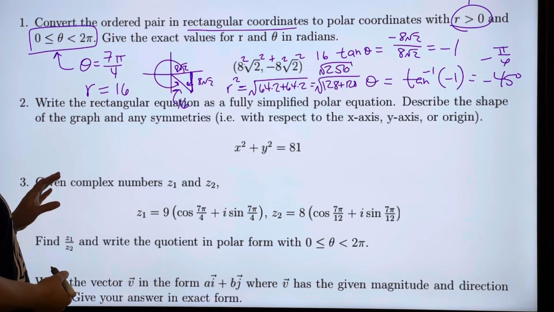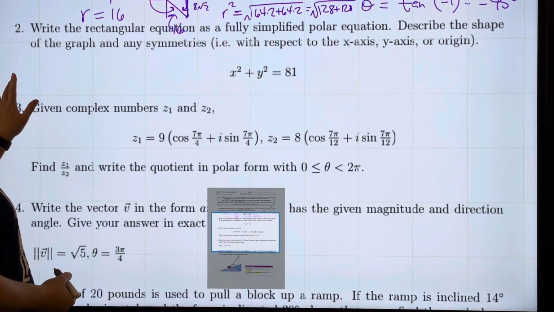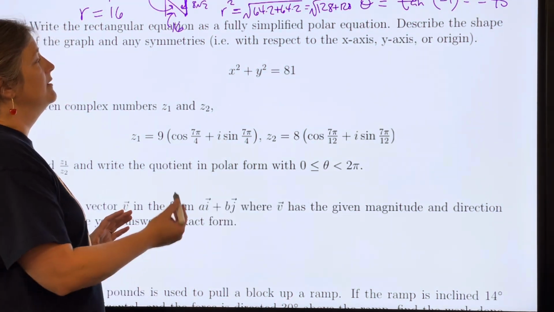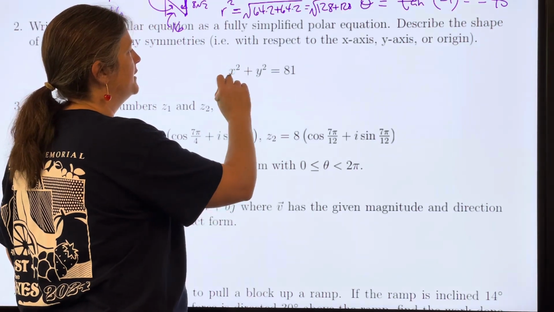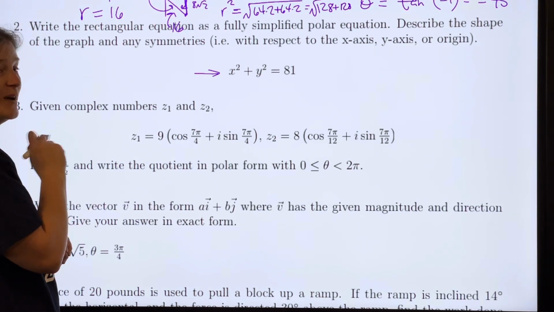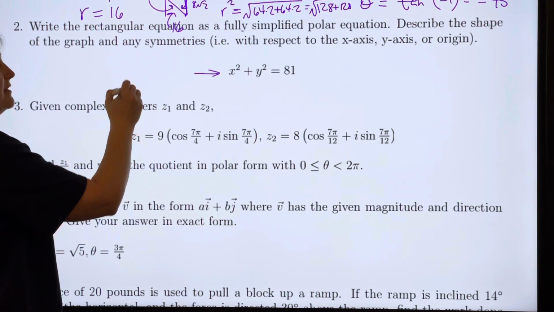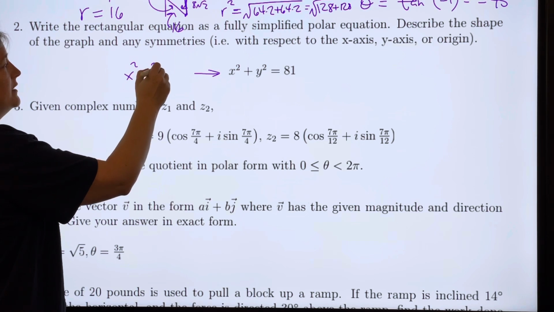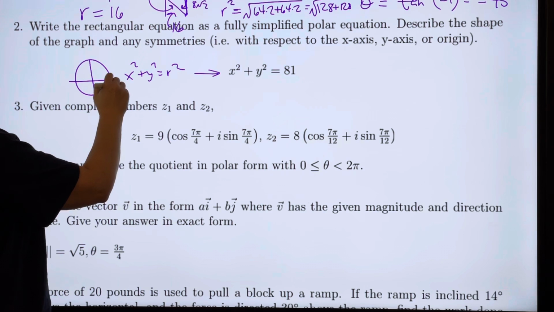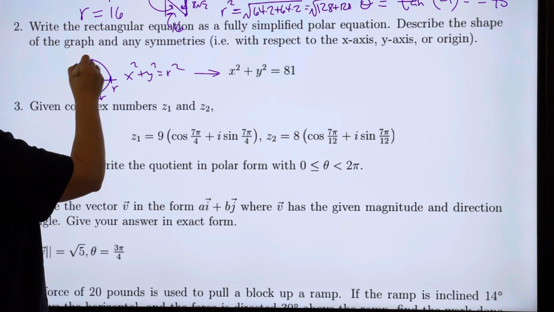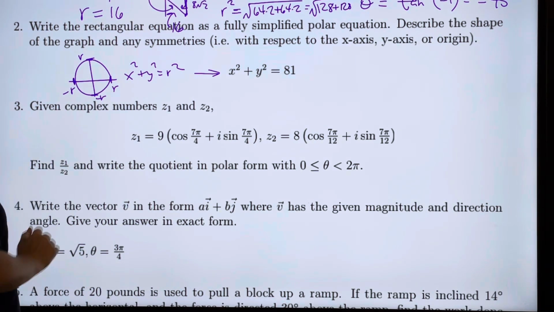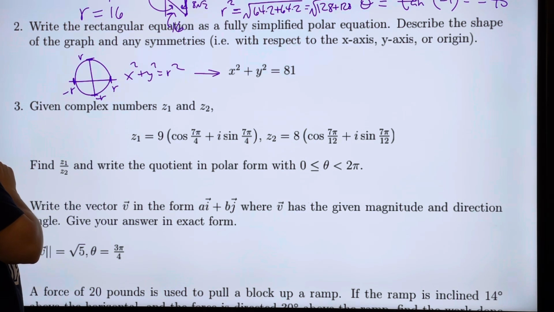Write the rectangular equation as a fully simplified polar equation. Describe the shape. Okay, so we're going to have a conversation about this on Tuesday, but I didn't want to leave you totally hanging. We have discussed, and actually in your geometry classes, you were supposed to learn, the equation of a circle is the Pythagorean theorem. X squared plus y squared equals r squared graphs to a circle with a radius of r. This will be negative r, this will be positive r, this will be negative r. It's a circle whose center's at the origin and has a radius of r.